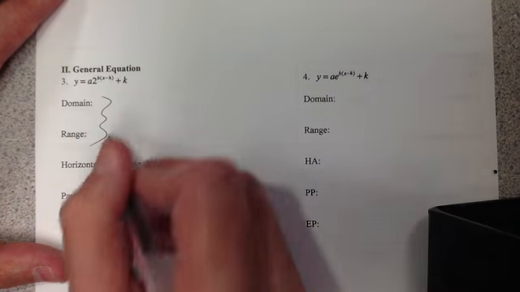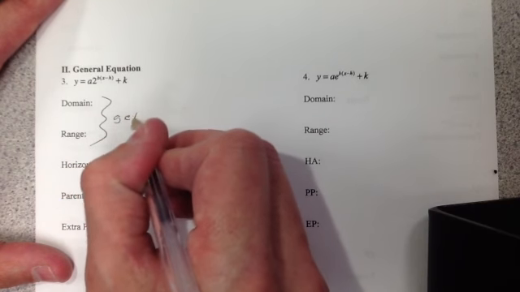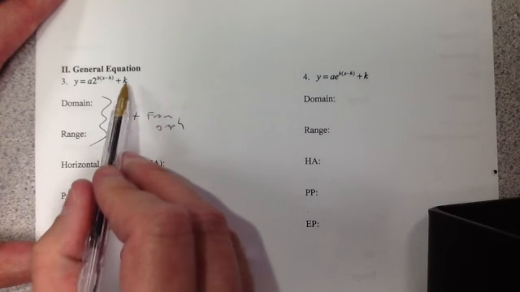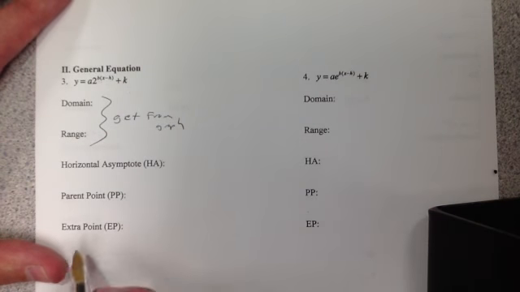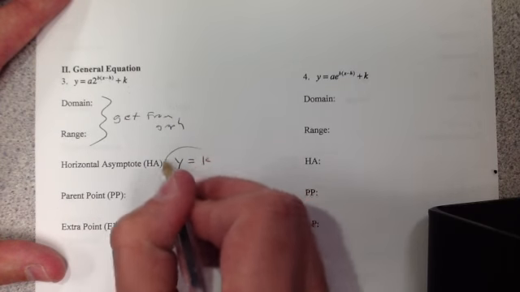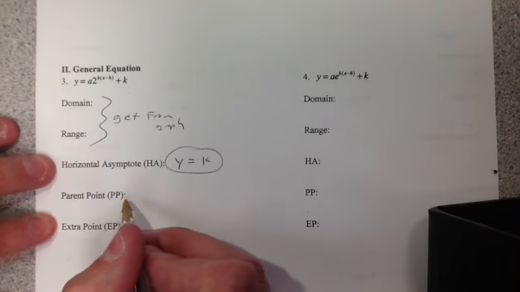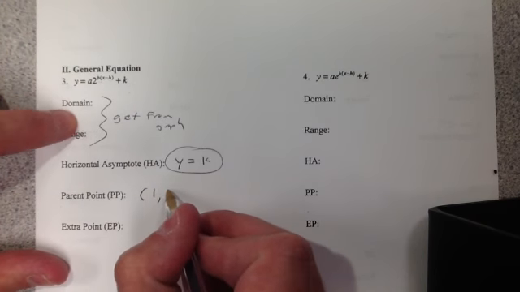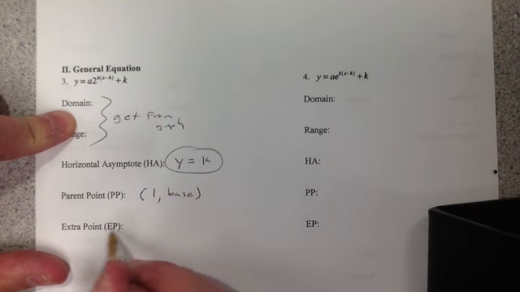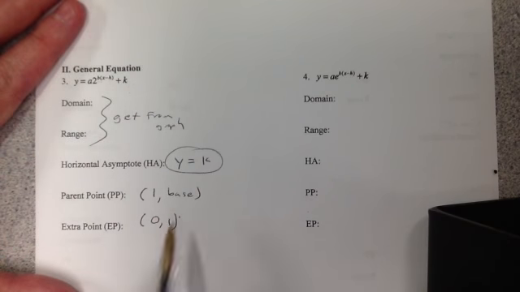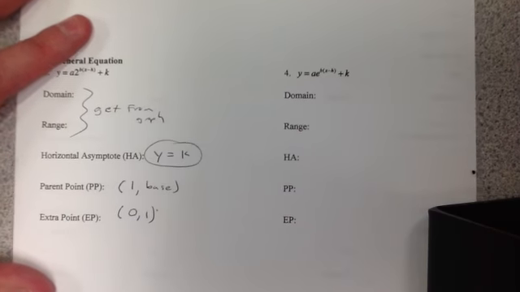The domain and the range, don't ever worry about these. We get them from the graph. Although most of you know they really come from h and k. The horizontal asymptote, though, will be y equals k, always. The parent point, remember you're going to let x be 1, and if you let your x be 1, it's going to be the base. And the extra point is going to be (0, 1), always. And we'll explain why that is later in another worksheet.